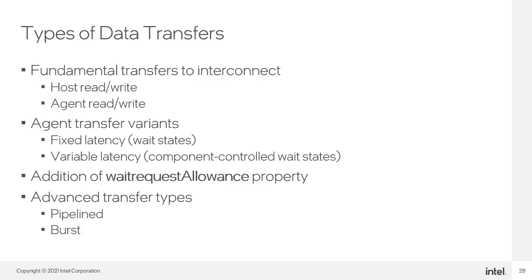The fundamental transfers can also be adjusted and optimized in a similar manner to Avalon Streaming credit interfaces using the waitrequestAllowance property. There are also some advanced transfer types available. Pipeline transfers allow for multiple read transfers to occur in sequence, with the agent validating the read data as it is sent to the interconnect. Burst transfers lock a host to an agent for a fixed number of transfers before releasing the agent. These advanced transfers require additional control signals to be used in the interface.